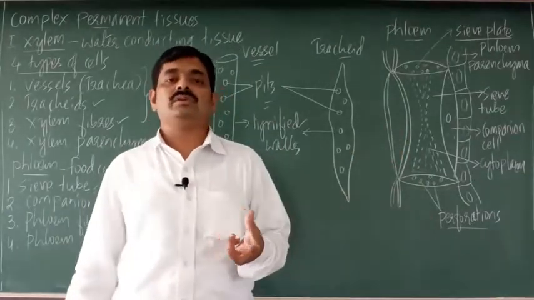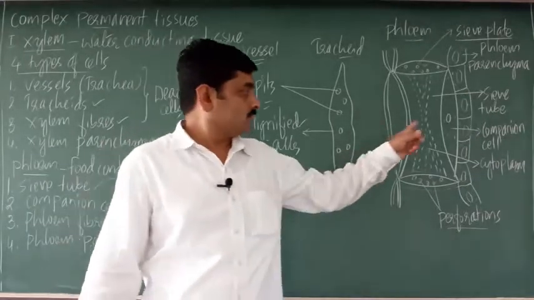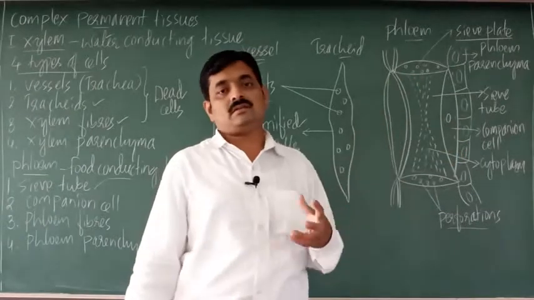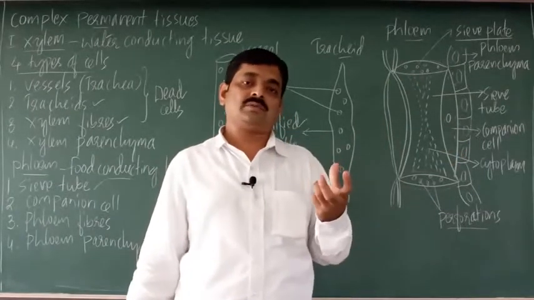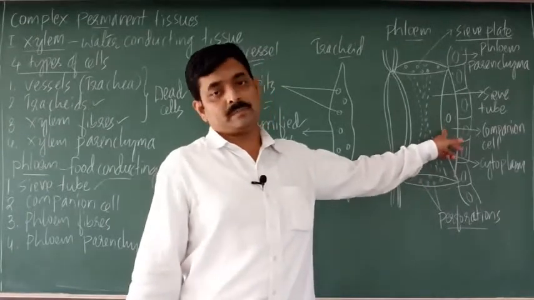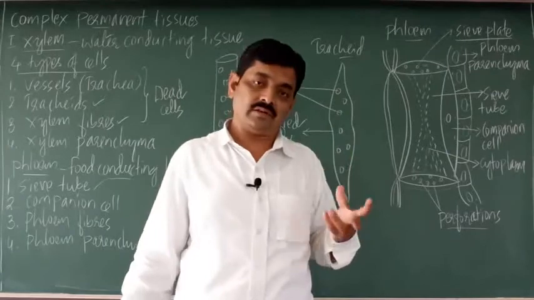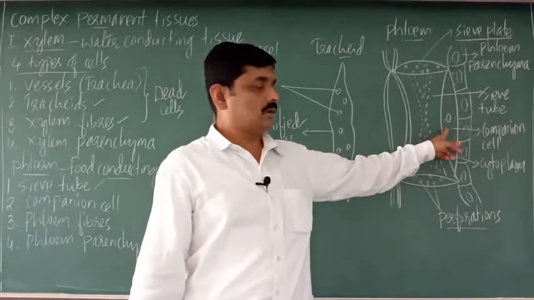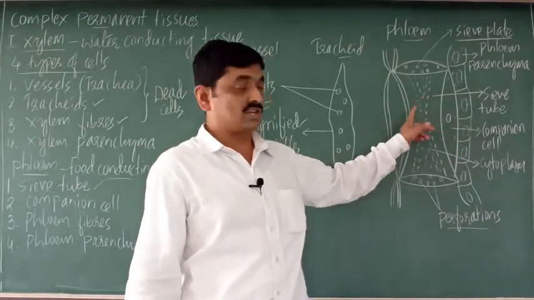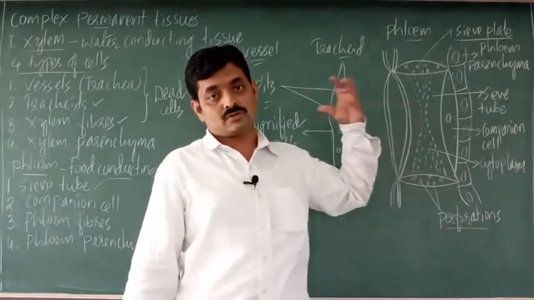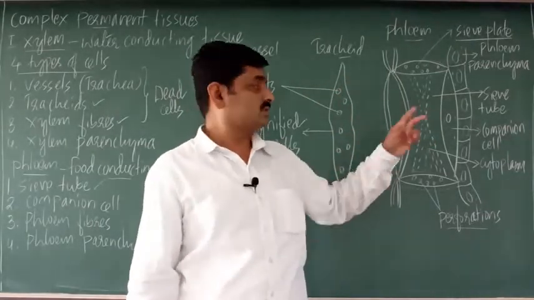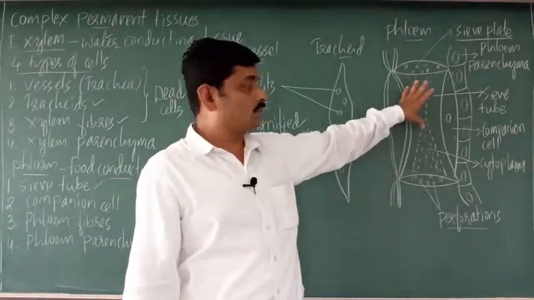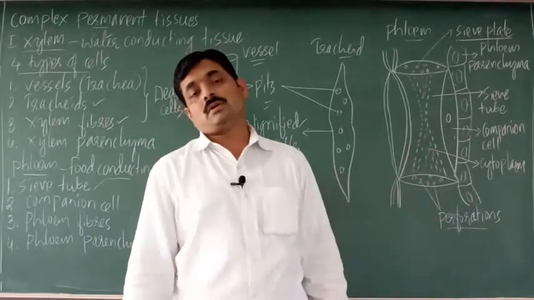The second component or the second cell of phloem, it is the companion cell. So companion cell is the cell which is developed from parenchyma. So it is a modified parenchyma cell. It is nucleated, it has a nucleus. So this cell, that is companion cell, it controls the functioning of sieve tubes. So the function of sieve tubes, right, it is controlled by companion cells. So the nucleus of companion cell, it controls the sieve tubes.